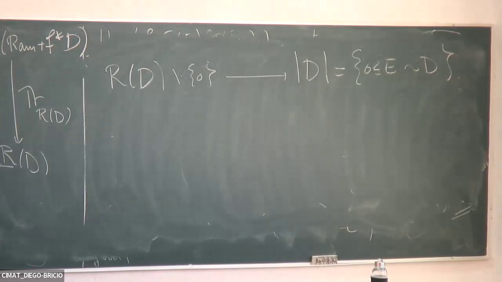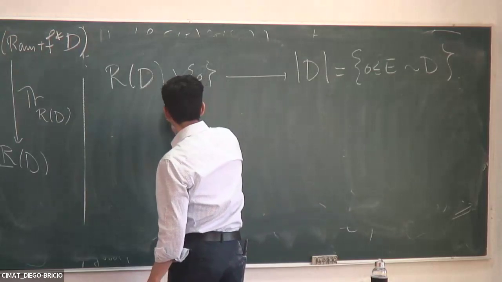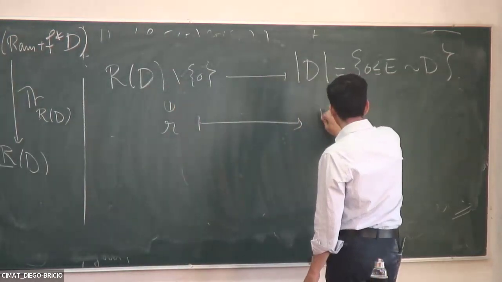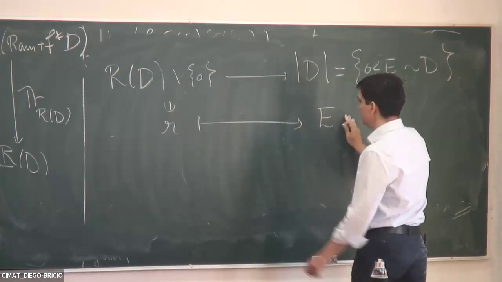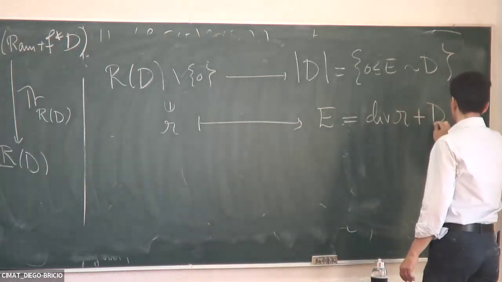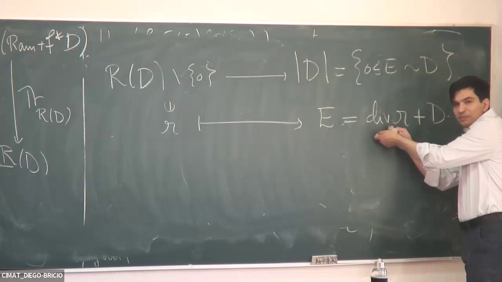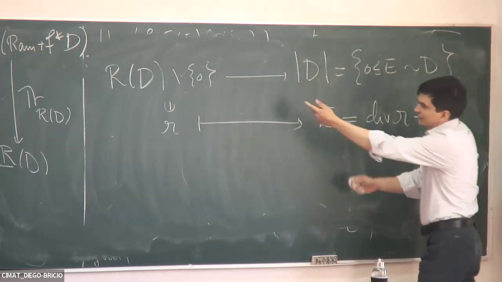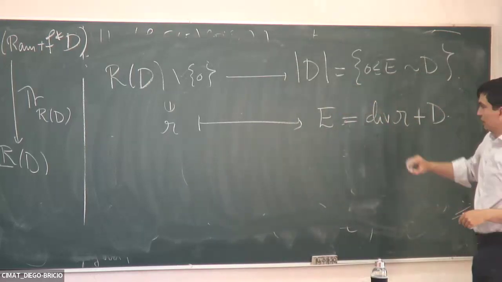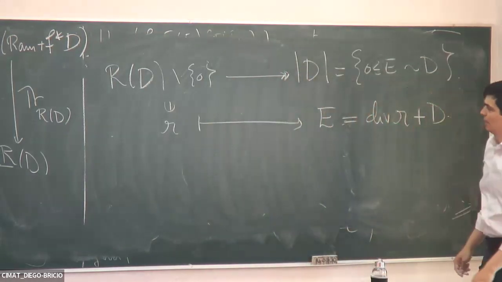And so the map: I'm going to take an element r in here, and I'm going to write E. The E associated to this r is going to be the divisor of r plus D. It is linearly equivalent to D because it's just D plus a principal divisor. And it is effective by the definition of what it means to be in R(D). This is surjective. That's trivial.